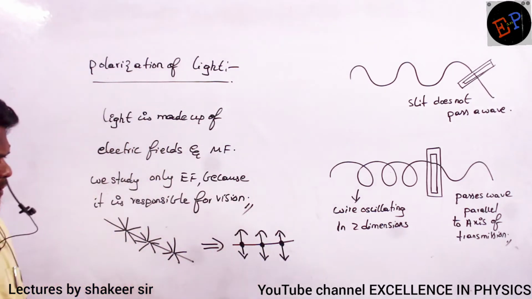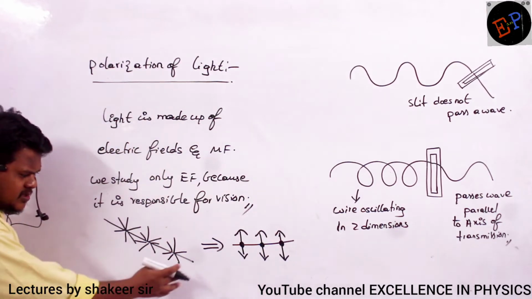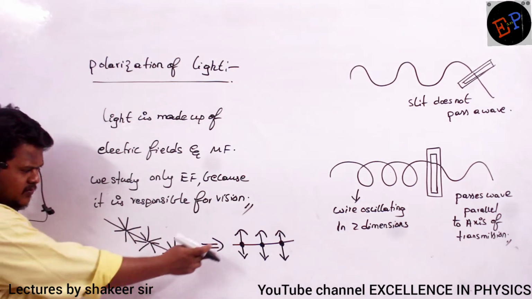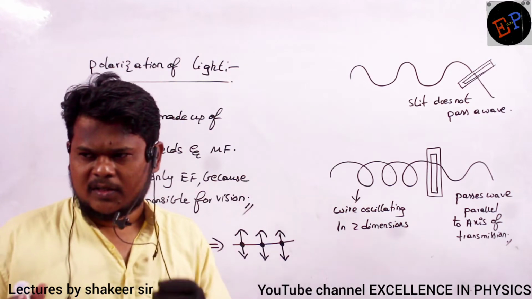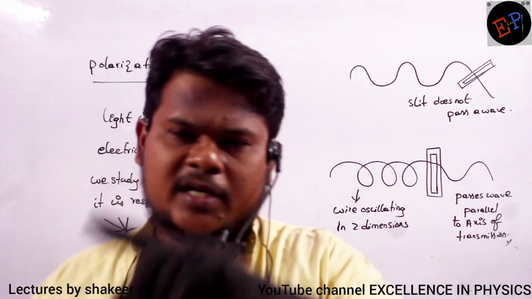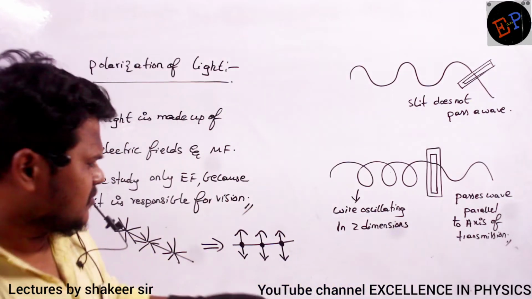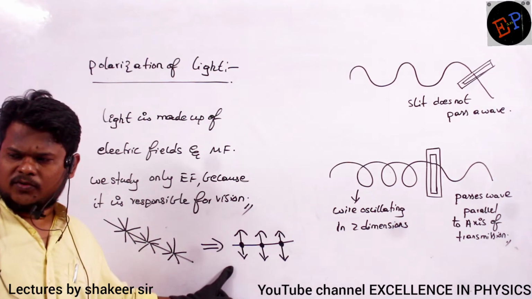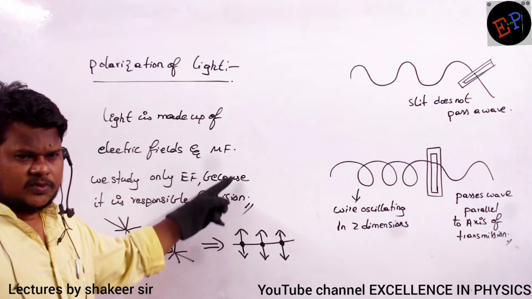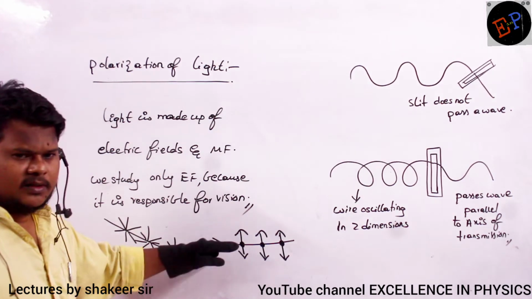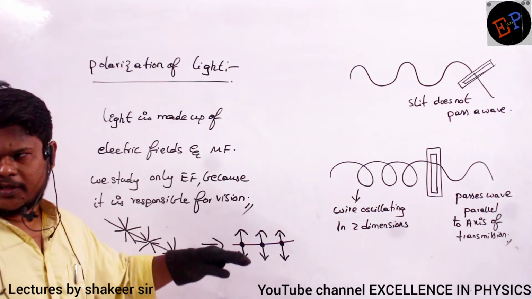The oscillations in all the dimensions, we are converting into only 2 dimensions. We are taking the vector sum of all the oscillations. Instead of that, we are assuming as if only 2 dimensions are present. One dimension is present in the plane of this board, another dimension is present in the direction perpendicular to the board.